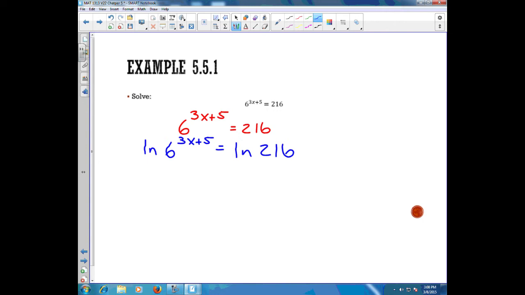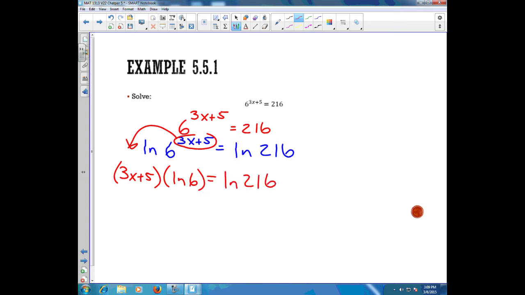On the left-hand side, though, we have the log of something raised to a power. We can use the power rule from the last section, and the exponent will just become a constant in front. Essentially we're going to take the 3x plus 5 and move it in front, so that we get 3x plus 5 times the natural log of 6 is equal to the natural log of 216. Now we want to solve for x, so we want to get that piece with x by itself. To do that, we're going to have to divide both sides by the natural log of 6.